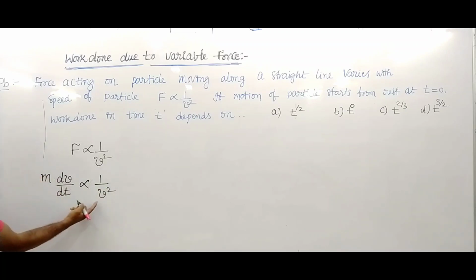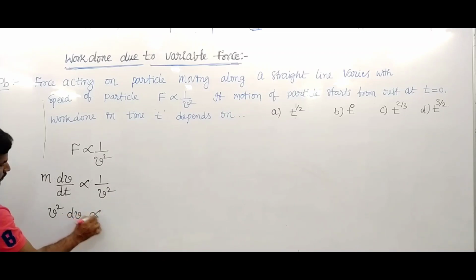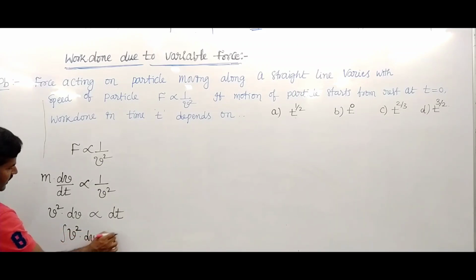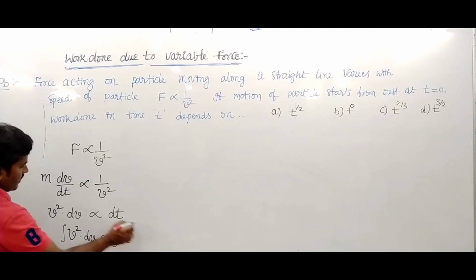Mass is constant, so changing sides, v square into dv is proportional to dt. So here v square dv proportional to dt. Write integration on both sides: integration of v square into dv equals integration of dt.